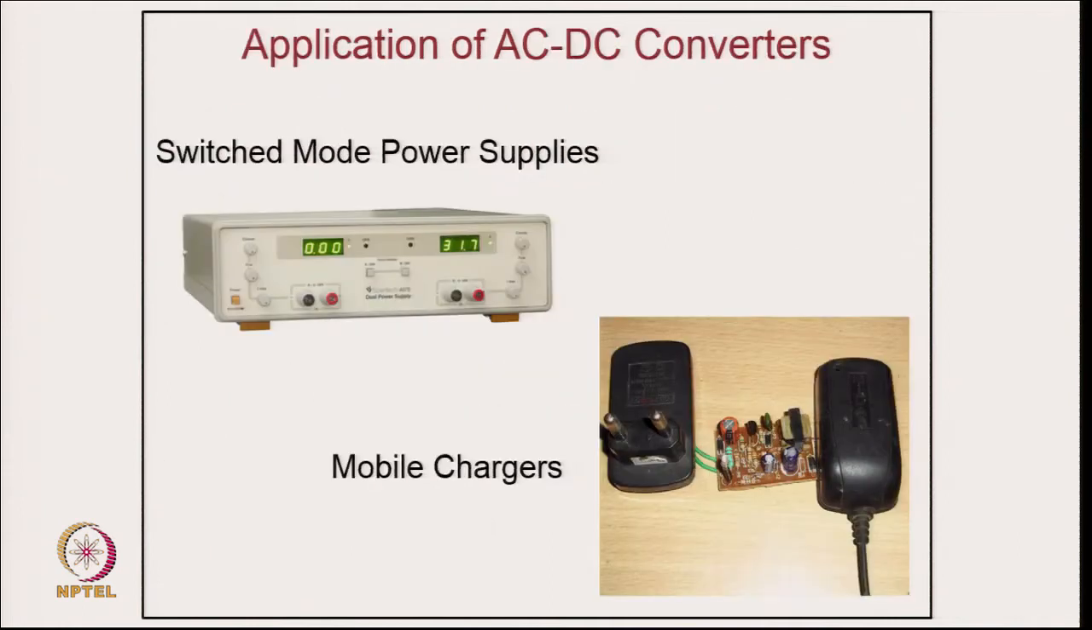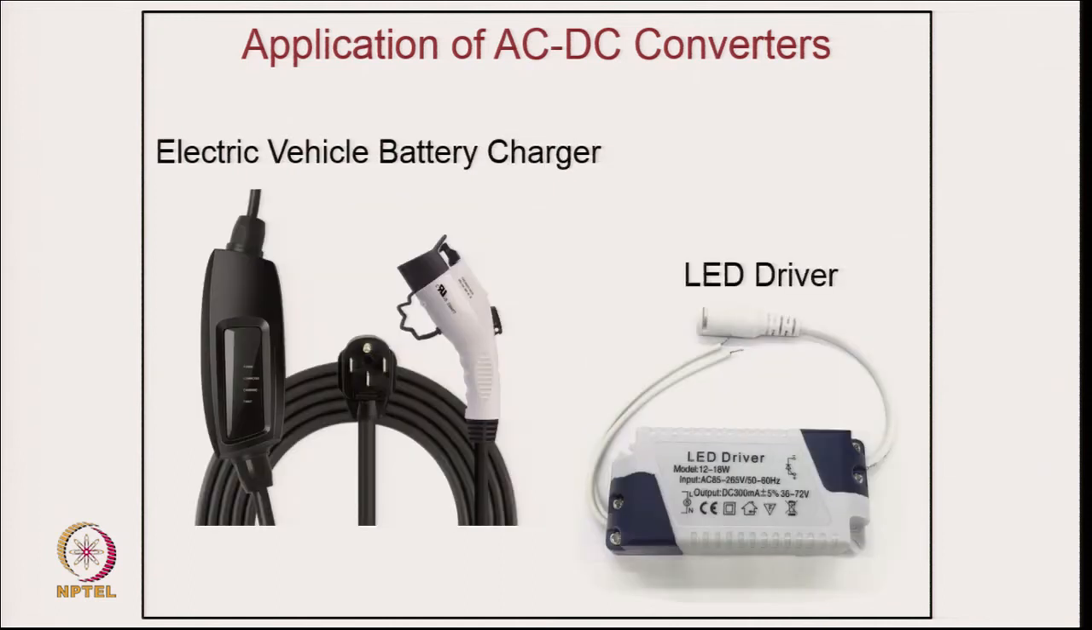Now, coming to the applications of these AC-DC converters, we have many applications where they cause power quality problems if not properly designed. Typical examples are switch mode power supplies, mobile chargers, and electric vehicle chargers, which are coming up very much now. Even the government of India has decided that by 2030 all vehicles must be electric vehicles, so electric vehicle chargers will have to be deployed in a big way.